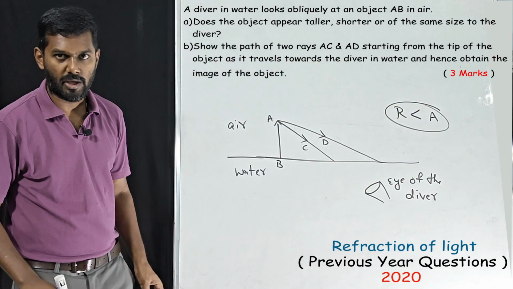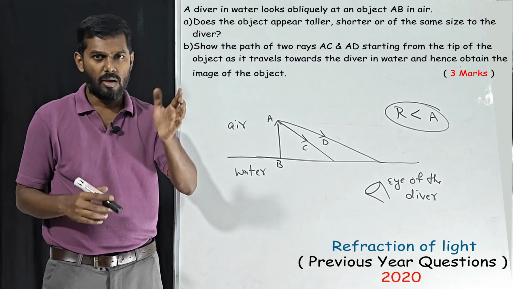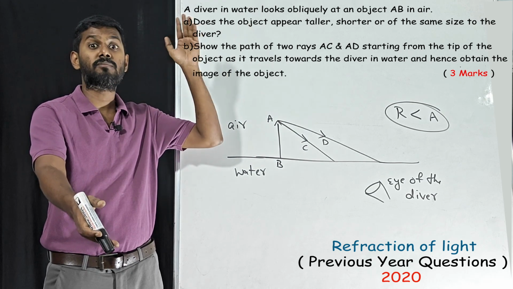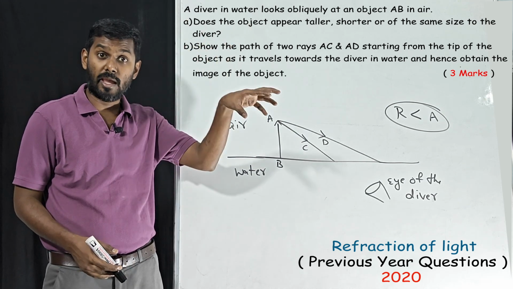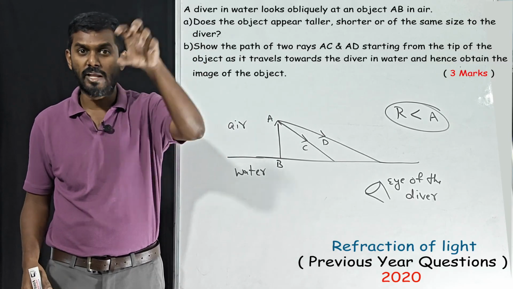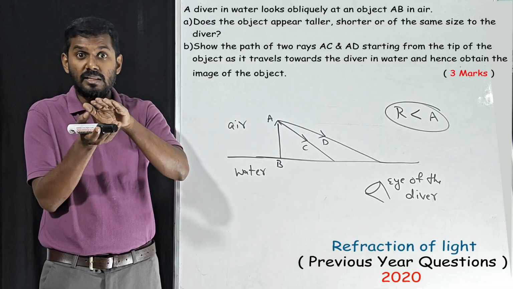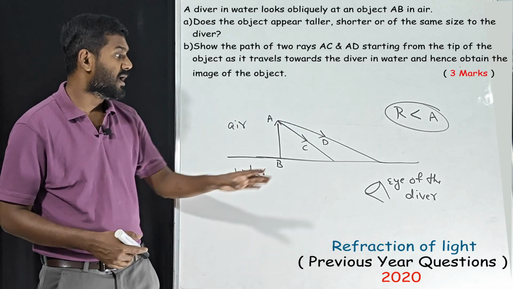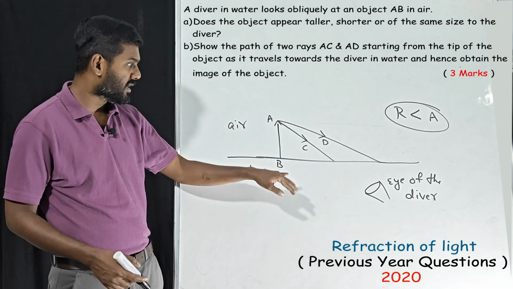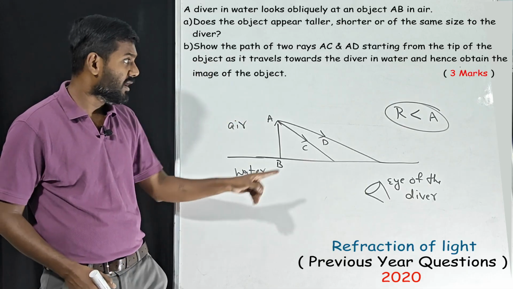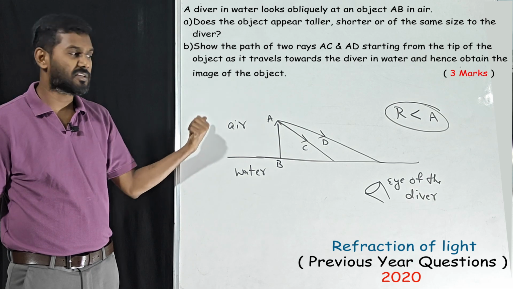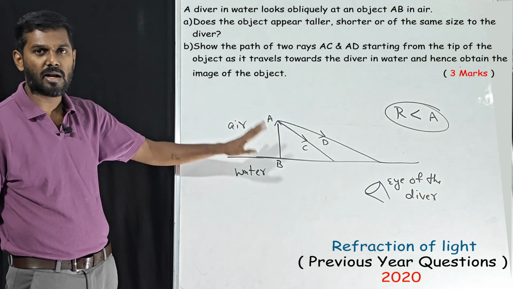Assume there is a coin inside an aquarium. I'm looking from outside, from air, and the object is in the denser medium, air to denser. Then the apparent depth will be less than the real depth. Now in this case, the person is in the denser medium and the object is in the rarer medium. He is in water looking at the object in air, then the apparent depth will be greater than the real depth. You should know this concept, then only we can answer these kinds of questions.